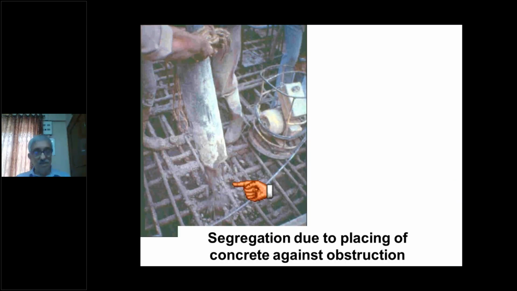Again, mechanization does not mean that concrete segregation will be avoided. If you place carelessly against the reinforcement, you can see here concrete is segregating, the aggregates are flying down, and the mortar is sticking to the bars.